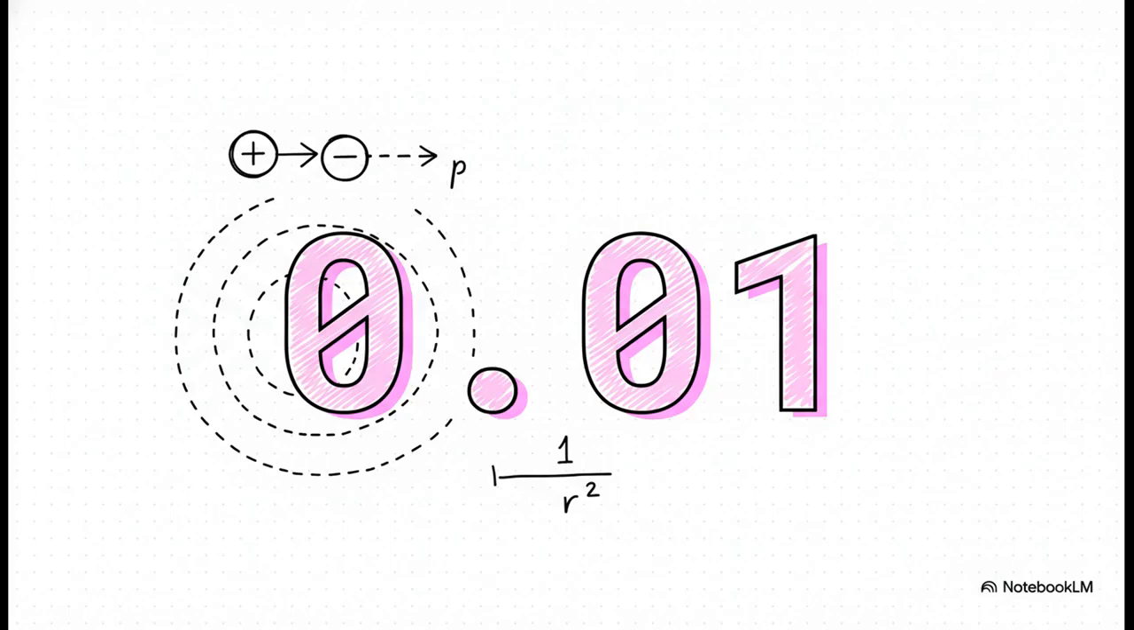To really feel that 1 over r squared relationship, let's just plug in some simple numbers. Imagine you're 10 units of distance away from the dipole. The potential is going to be proportional to 1 over 10 squared, or 1/100th. Now let's say you double your distance to 20 units. The potential drops to 1 over 20 squared, which is 1/400th. You see that. You doubled the distance and the potential dropped by a factor of 4. That's the power of that inverse square relationship.